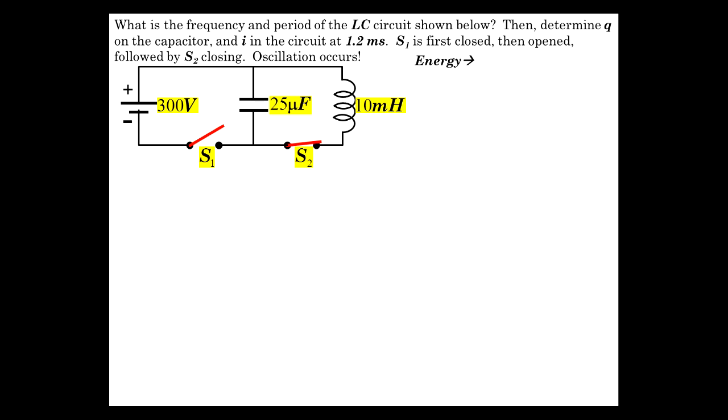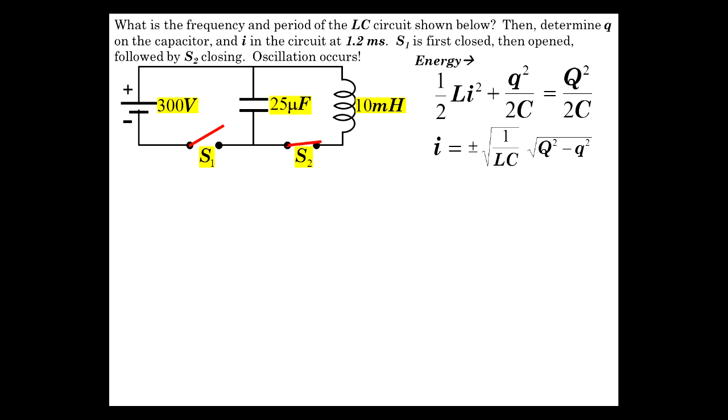From energy, we have the magnetic energy plus the capacitor energy equals the maximum amount of capacitor energy, and that gives us I is square root of 1 over LC times square root of Q squared minus little q squared. So we covered that already. From the energy equation we get this.